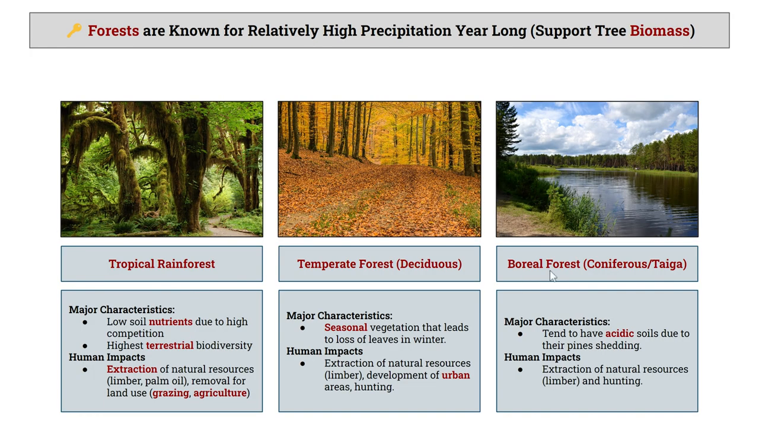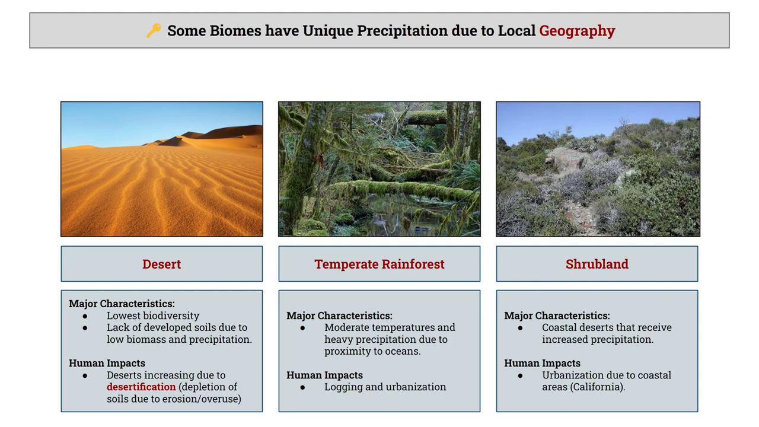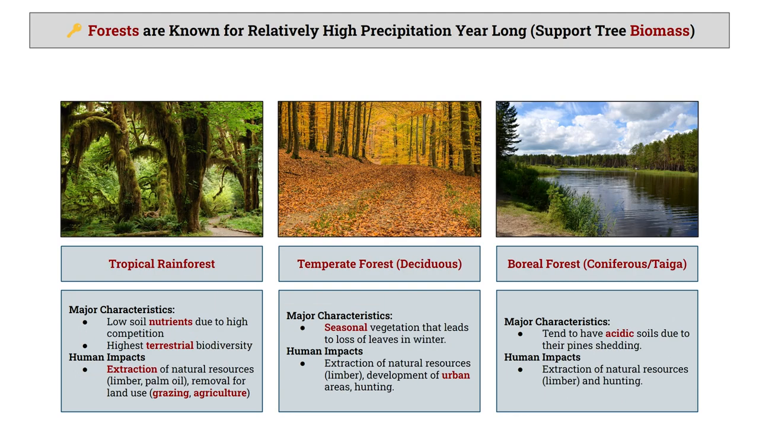So let's go ahead and get into the major biomes that you need to know. We can divide these biomes into three major categories. We have forests, we have grasslands, and then we have the unique ones that are based on the local geography. So the first ones we're going to talk about are forests.